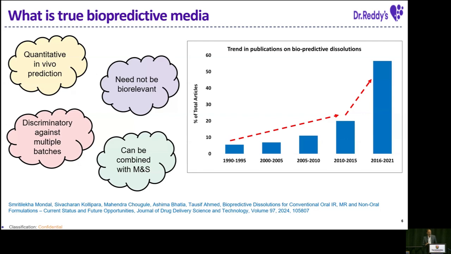The graph on the right-hand side shows the trend in publications on biopredictive dissolution over the last couple of years. Especially when you focus on 2015 onwards, there is a sudden surge in publications, thanks to all the initiatives by regulatory agencies like FDA and EMA coming up with PBBM and PBPK guidances, and thereby the industry has started to emphasize biopredictive dissolutions more.